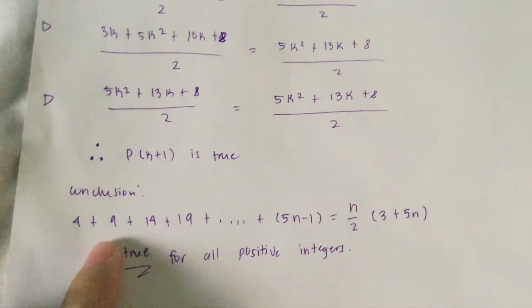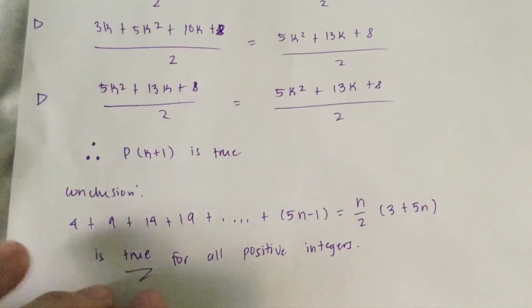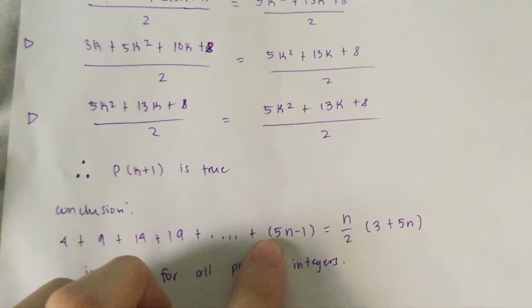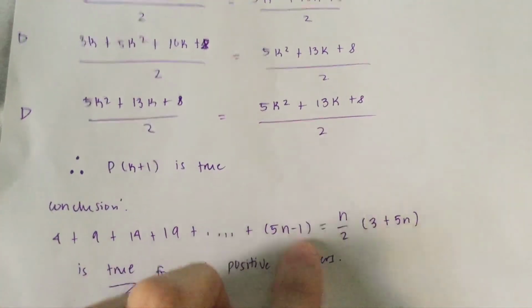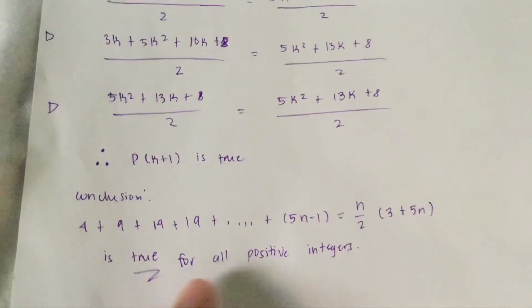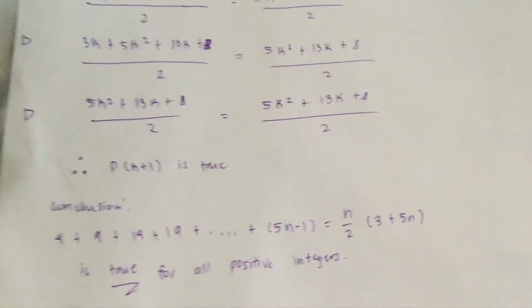So in conclusion, 4 plus 9 plus 14 plus 19 plus any positive integers times 5n minus 1 is also equal to n over 2 times 3 plus 5n is true for all positive integers.